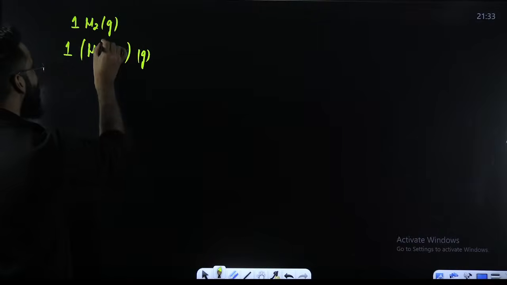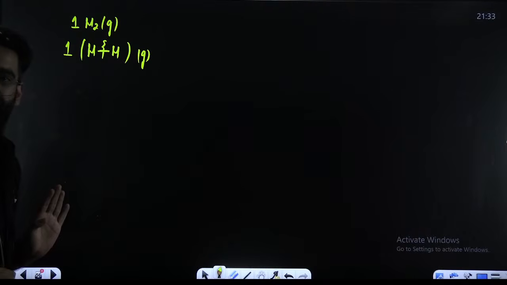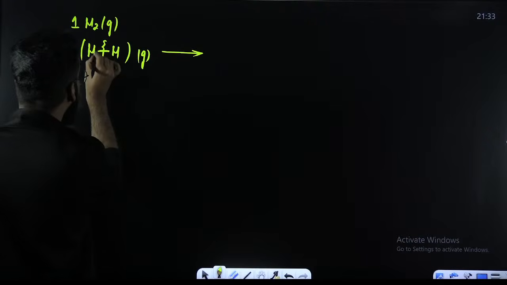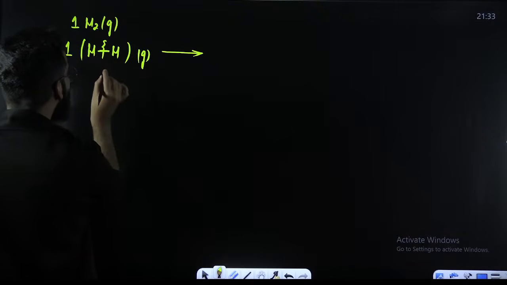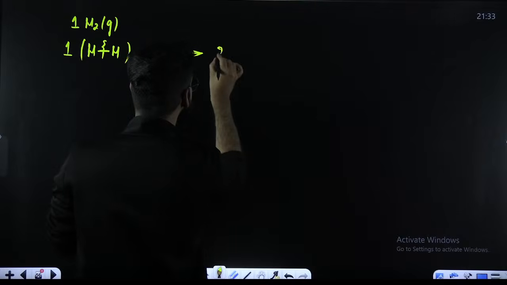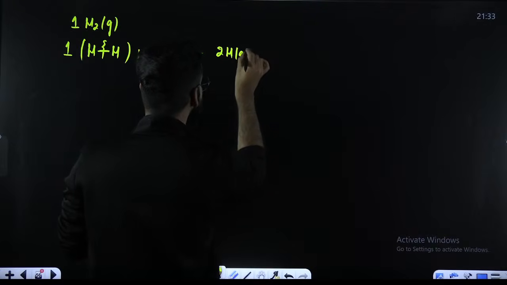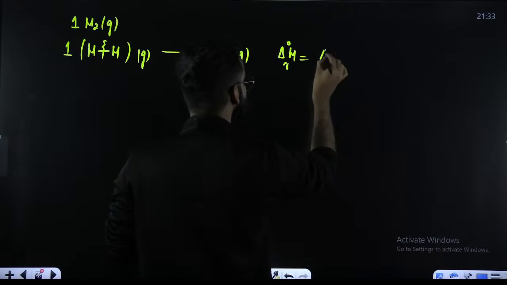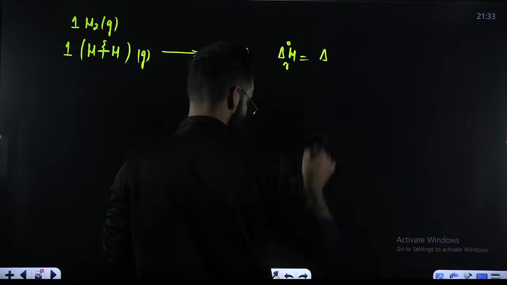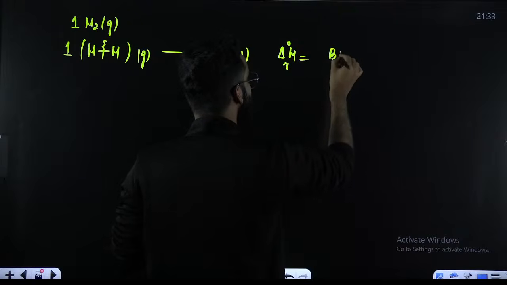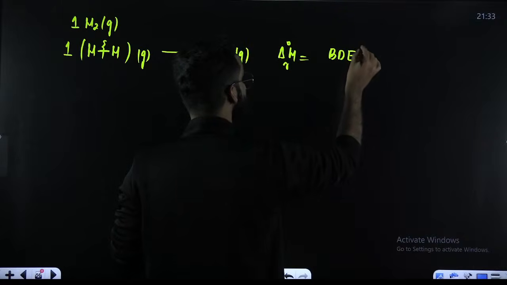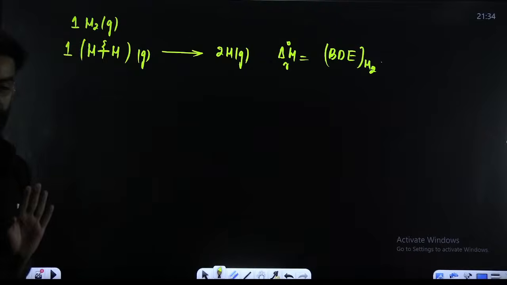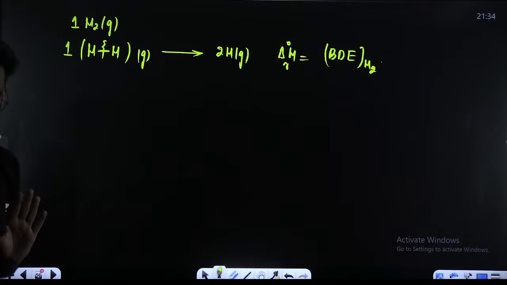In order to break the bond, energy is required. The amount of energy required to break 1 mole of gaseous bonds so that it gets converted into its gaseous atoms is something which I call bond dissociation energy. So this is the bond dissociation energy of H2, right?